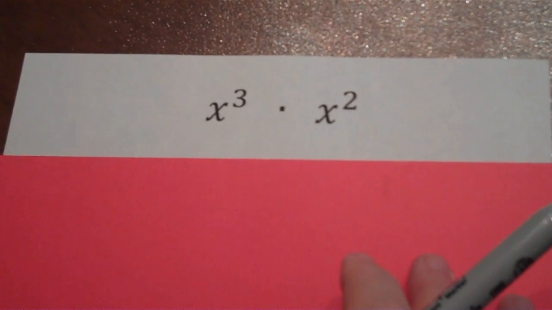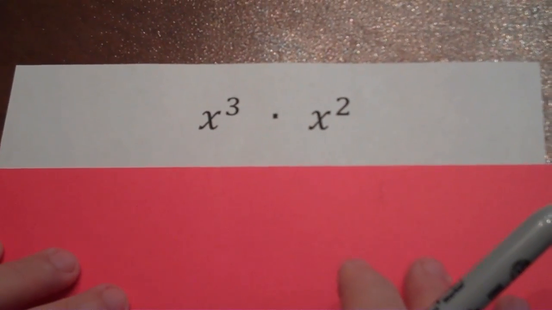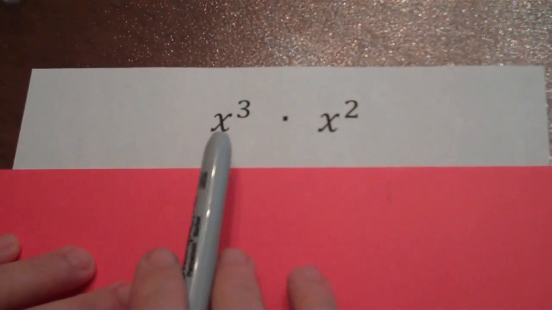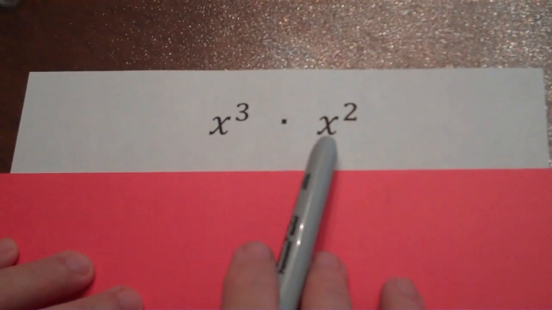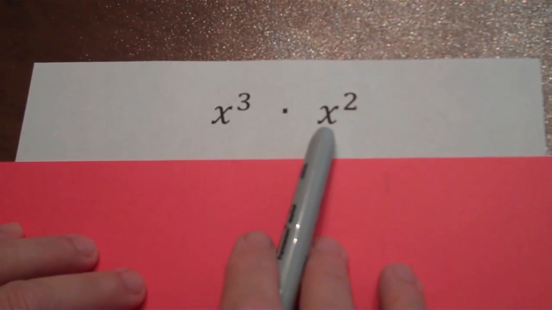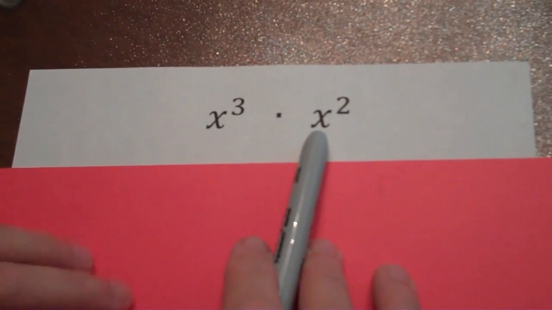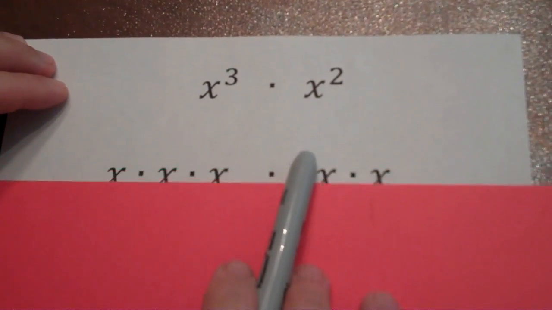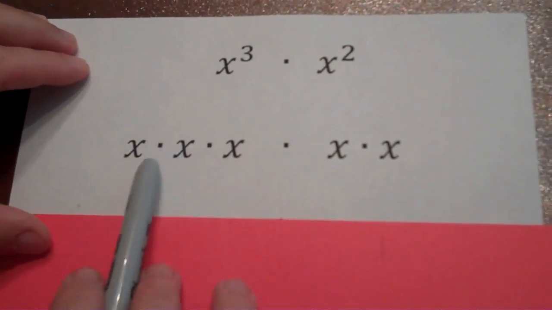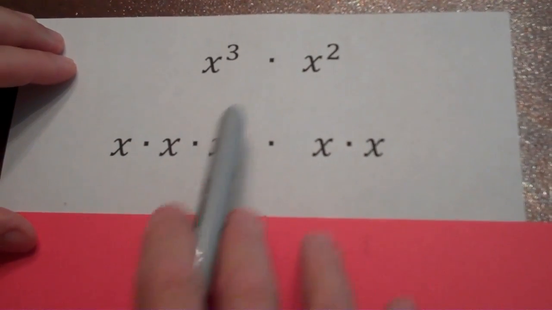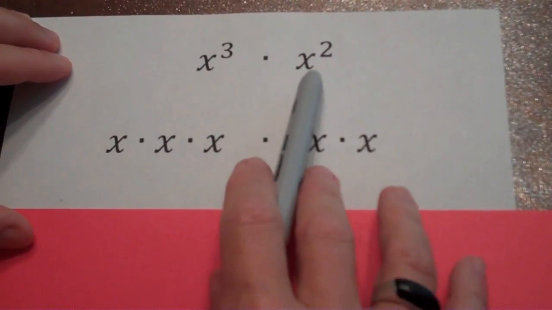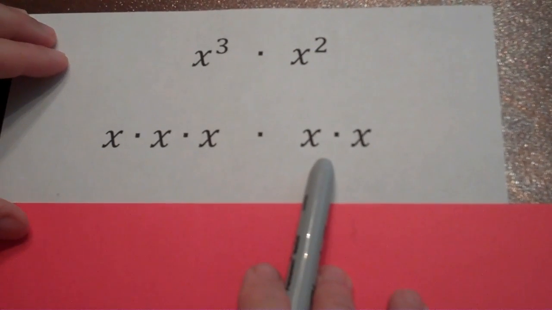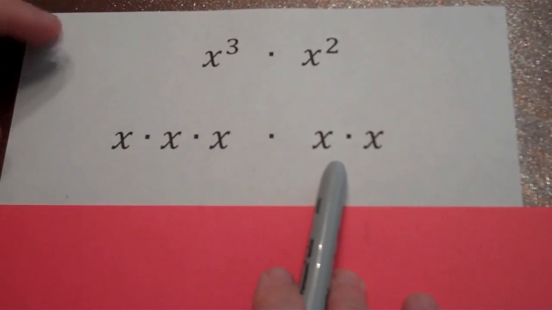Let's go ahead and take a look at our first example. Let's assume that we're having to multiply x to the third power times x to the second power. Well, my first question is, what does this really mean? x to the third power literally means I have three x's multiplied together. Times x to the second power means I have two x's multiplied together.